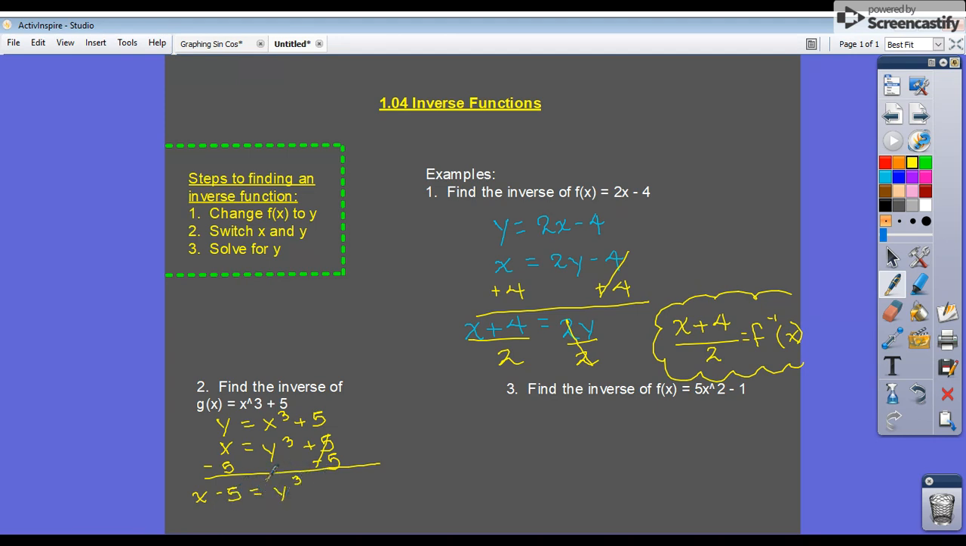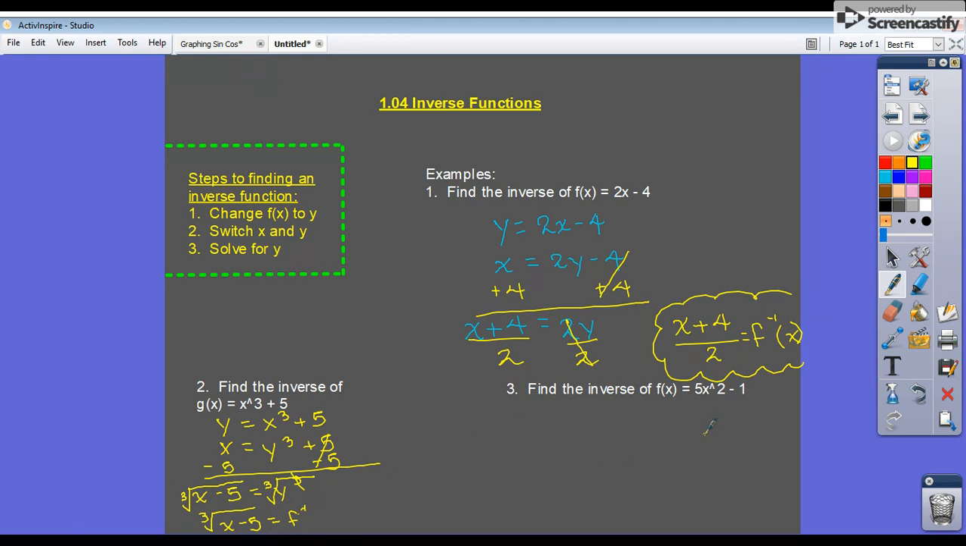So to get rid of the third power, I'm going to give it a third root, a cube root. Whatever I do to one side, I do to the other. So just like a square gets rid of a square root, a cube gets rid of a cube root. So my final answer for the inverse would be the cube root of x minus 5. And that is the inverse function.